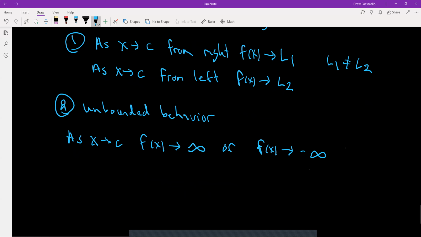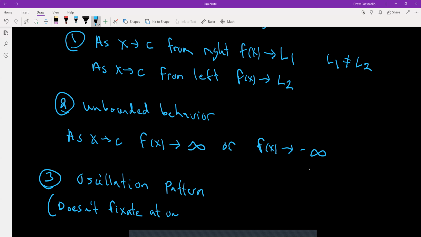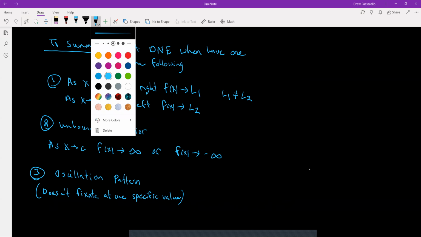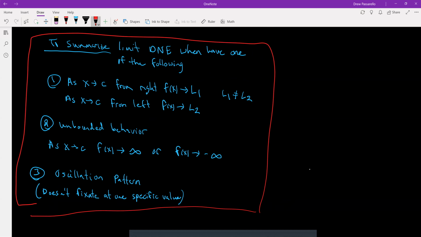And then the third case where the limit doesn't exist is this oscillation pattern. It doesn't approach one particular value. So I'm going to say it doesn't fixate at one specific value. All right, those are the three cases from the graphs that I drew that you'll run into where the limit doesn't exist.